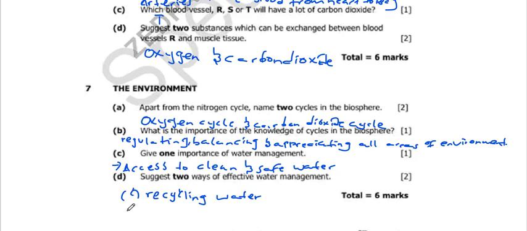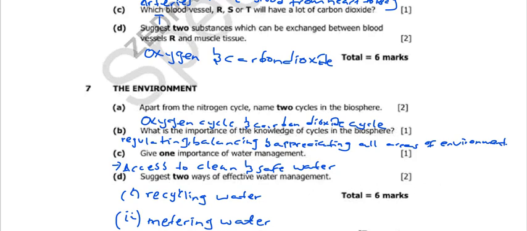Number two, another effective way of water management is metering water. If people know the value of water, if people are being metered and made to pay for overusing water, then there would be really good water management. Because if you do not pay for water, you'd leave the tap running for days and you don't even care. But if you're told that if you leave the tap running, you're going to be made to pay, you'll be able to manage water much more effectively.